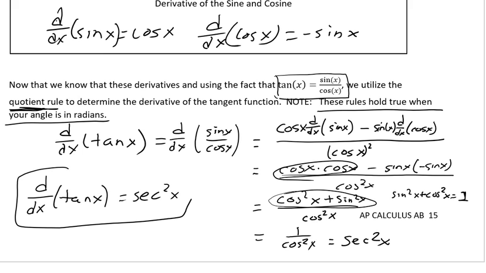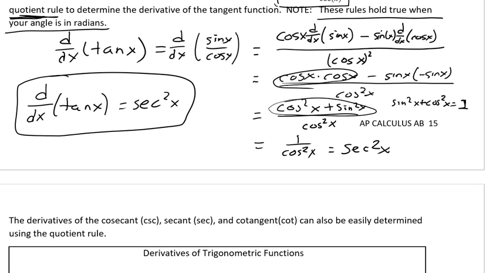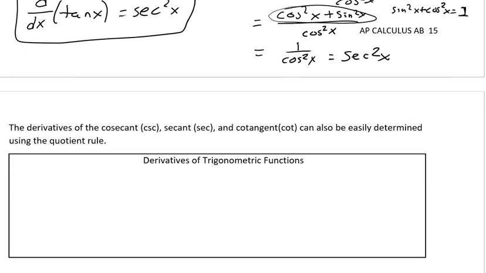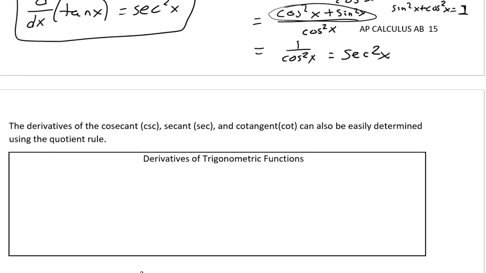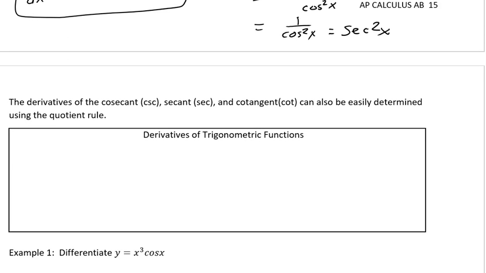Now, we can do something similar for cosecant, secant, and cotangent using the quotient rule again. We're not going to do each one of those proofs, though. We're just going to give you all the derivatives of the trig functions, because you will not be asked to do the proofs on your test.